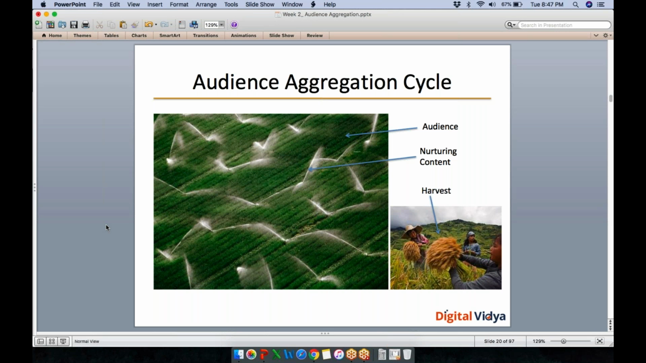What you're doing with that is nurturing content. Just like you sprinkle water on crops so that they grow, you sprinkle content on your potential customers so that they nurture. And what you get as an output is the harvest, the sales, right? Is this easy to understand for all of you?